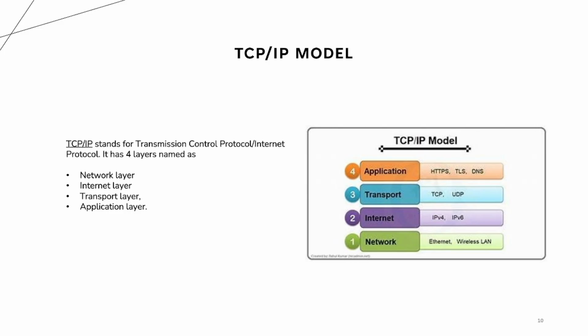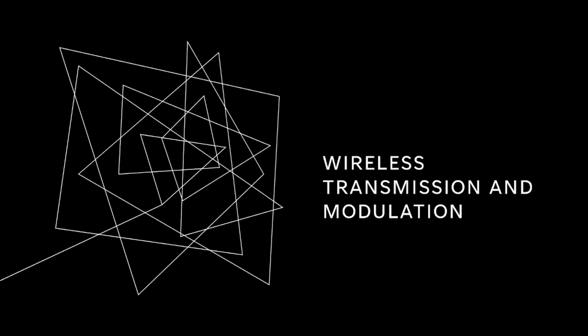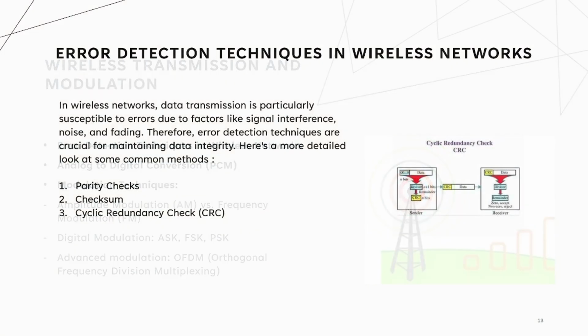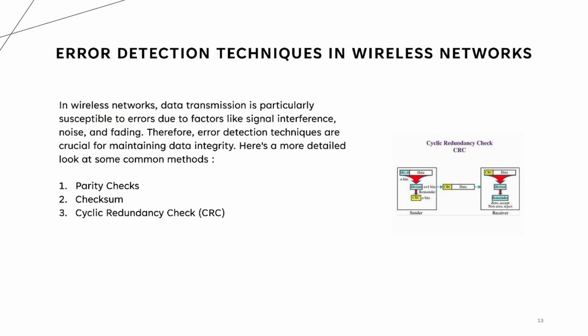Next, we move to wireless transmission and modulation. In wireless transmission and modulation, the concepts include error detection techniques in wireless networks, analog-to-digital conversion, modulation techniques like amplitude modulation and frequency modulation, digital modulation, and advanced modulation. First, we talk about the error detection techniques in wireless networks.